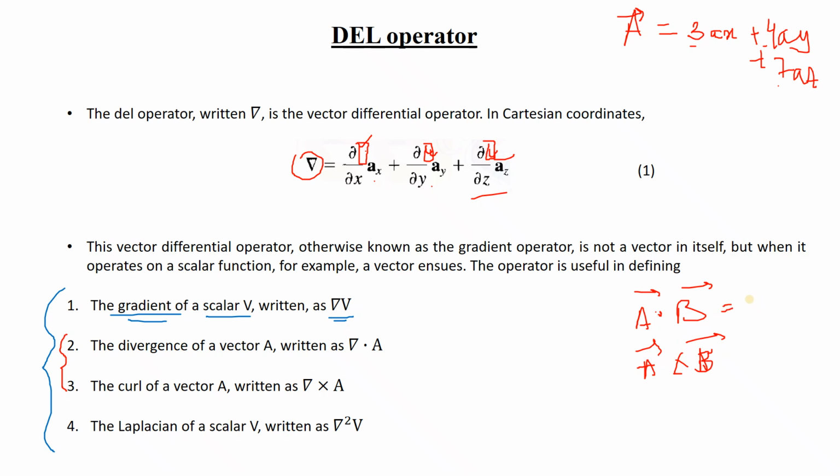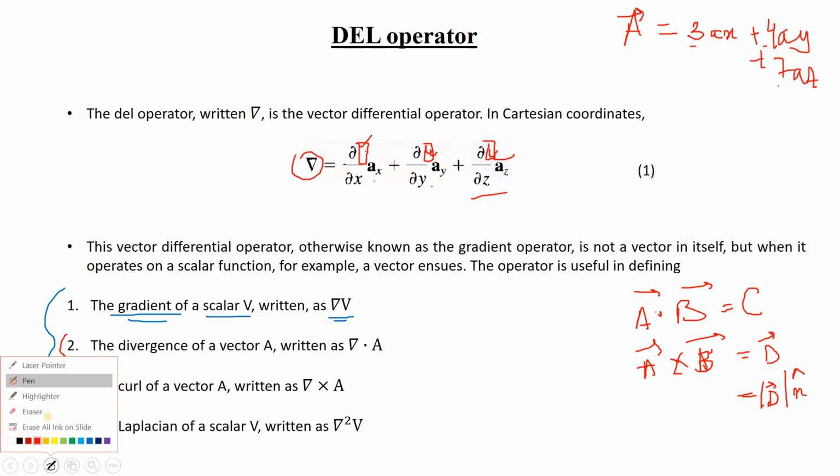Now if we perform a dot product, we get a scalar. Suppose the scalar is C. But if we perform a cross product, we get a vector D, which is equal to the magnitude of D times the unit vector normal to the surface of A and B.